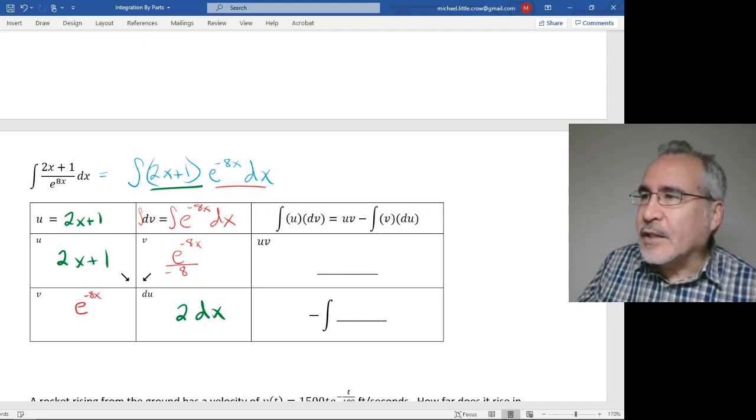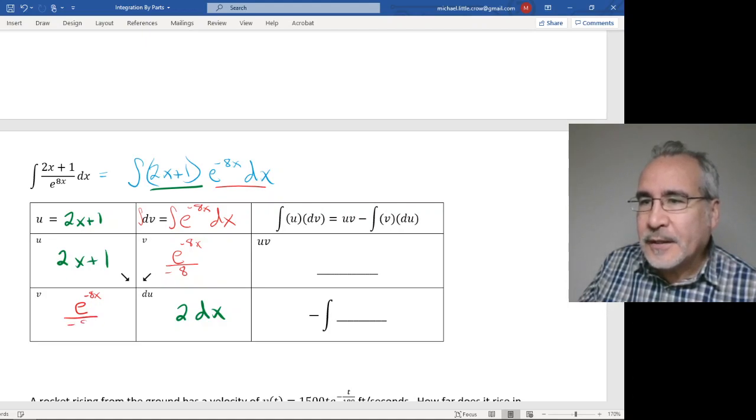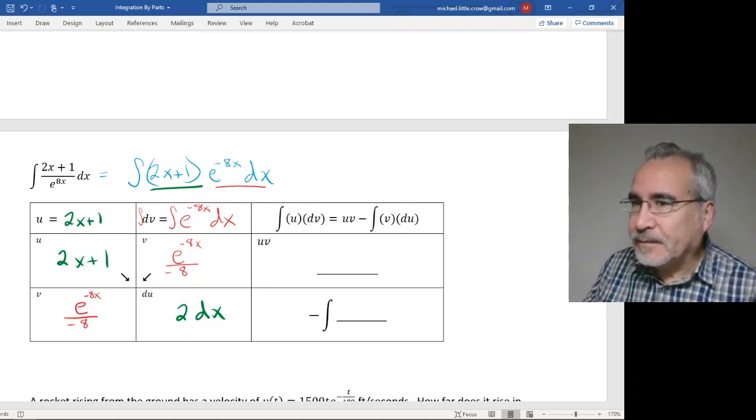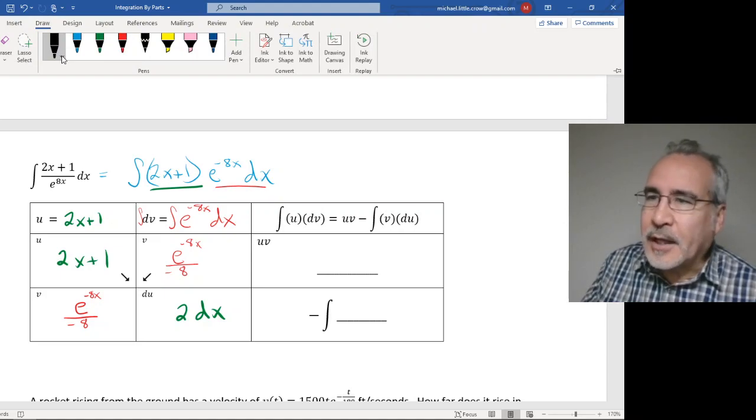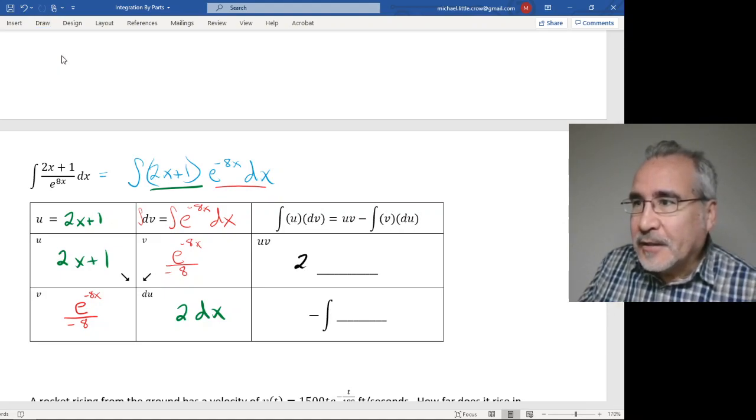Basically, I just didn't go through all the u substitution part we did on the other one. We could, but we're not. Okay, so now we put the pieces together: 2x plus 1. Although you may ask me to later. We'll do it as many times as you want.